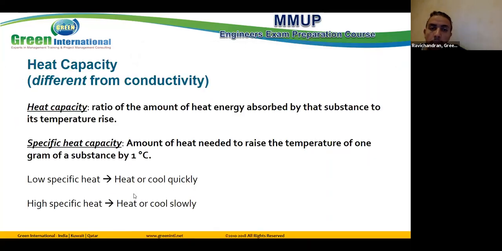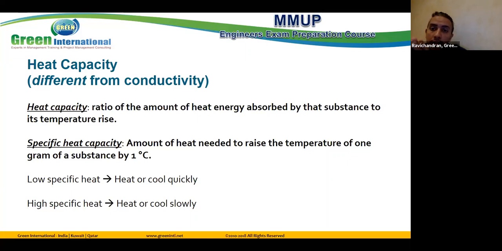Heat capacity. Focus with me, please, for this concept. The previous one is conductivity, which is a property of the material. We have another property of the material, which is heat capacity, or specific heat capacity. What's different? Conductivity depends on the structure of the material and the bond: what is the type of the bond, is it strong or weak? It depends on the material itself.